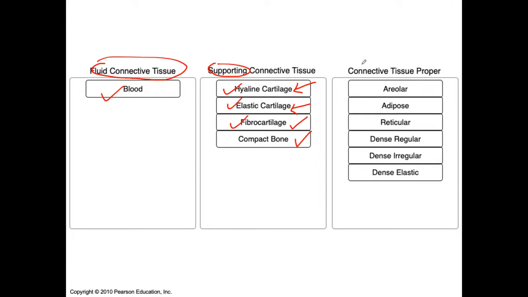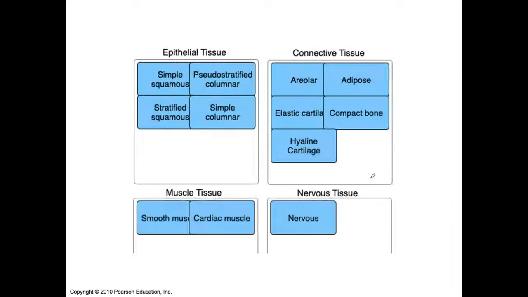And everything left is going to be connective tissue, right? You had areolar, adipose, and reticular. That was under loose connective tissue. And then dense regular, dense irregular, and dense elastic. That was dense connective tissue. Still other drag and drops.